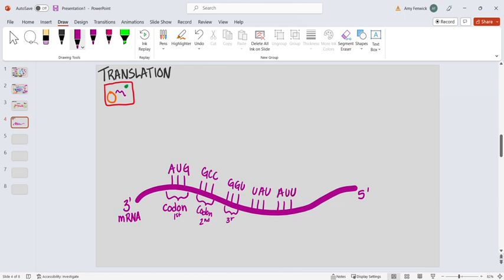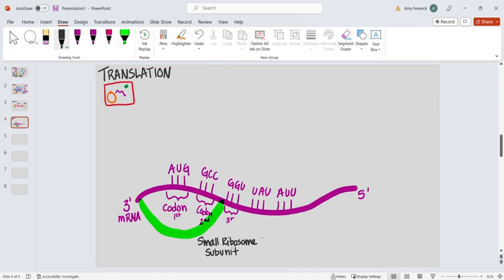So in order for translation to start, a small ribosomal subunit needs to dock. Oh, let me draw that better. A small ribosomal subunit needs to dock on the mRNA. In fact, ribosomes don't exist as complete ribosomes. They actually float around as the small and the large subunit. They only come together when it's time to do translation.